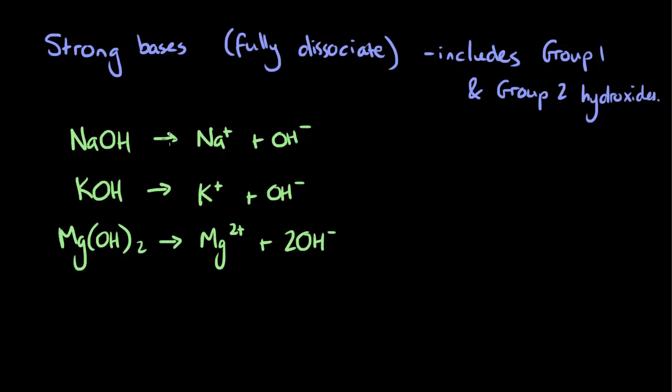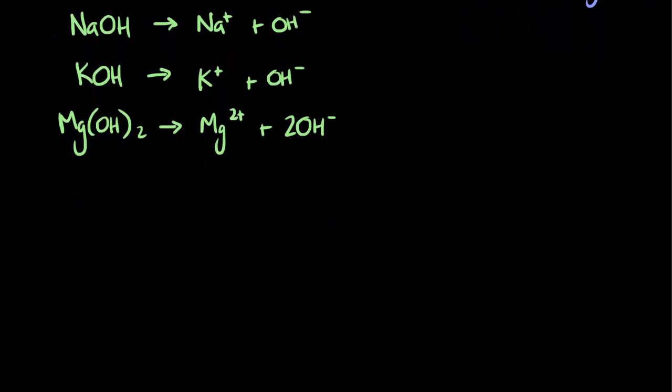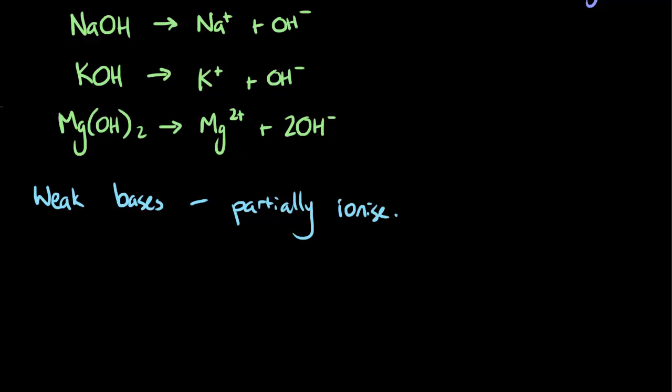And because this is a one-way reaction, I'm using a single direction arrow. The weak bases are ones which partially ionize, the most common example for a weak base will be the ammonia ion.